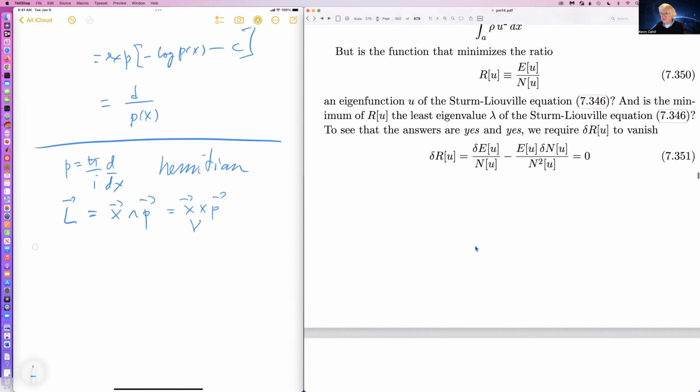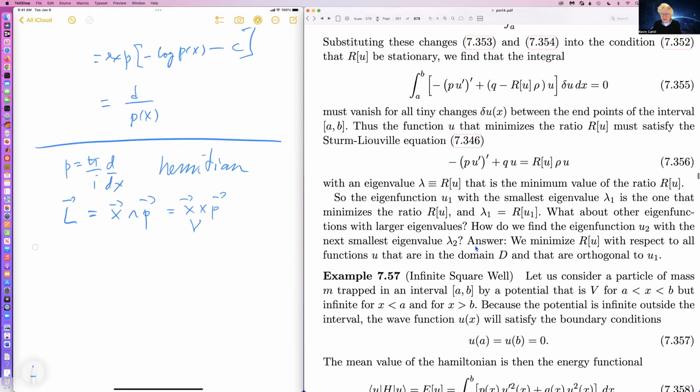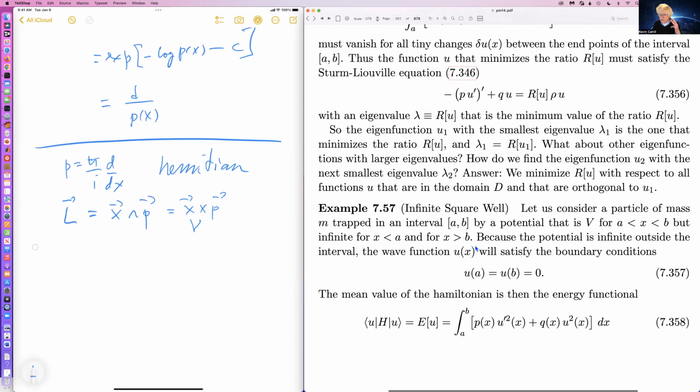Okay, well, I think we've done enough about that. But you should read that over and understand it, because it's very important in understanding quantum mechanics, or it's the mathematical basis for quantum mechanics.